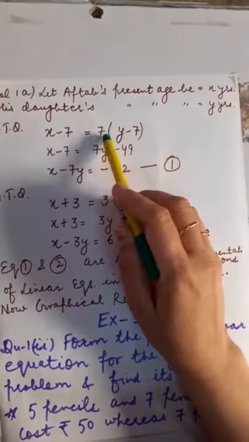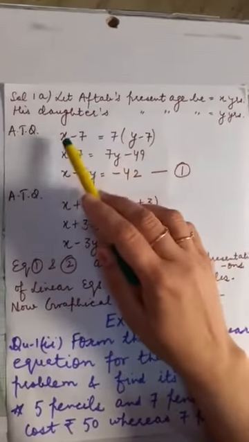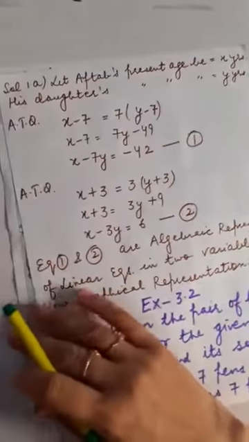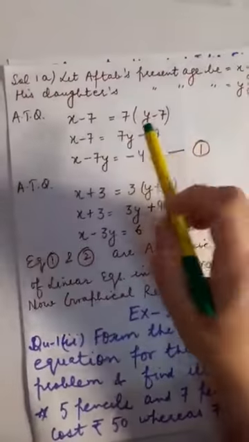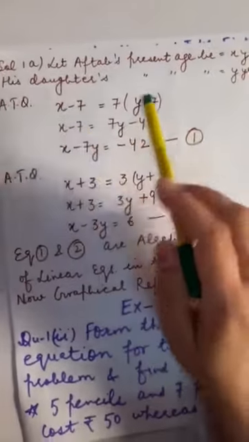So if I am going to multiply his daughter's age by 7, it means the ages of both the father as well as the daughter will become the same. Because I am going to form an equation, definitely a sign of equal to is required. Now I am just going to solve this equation.